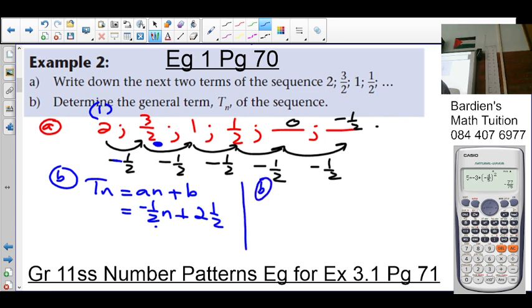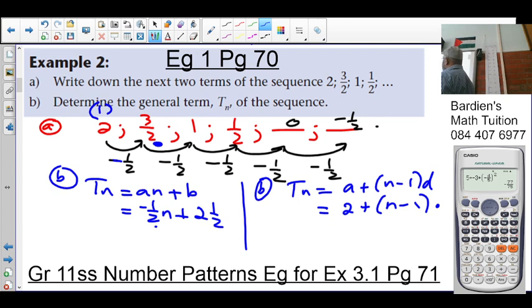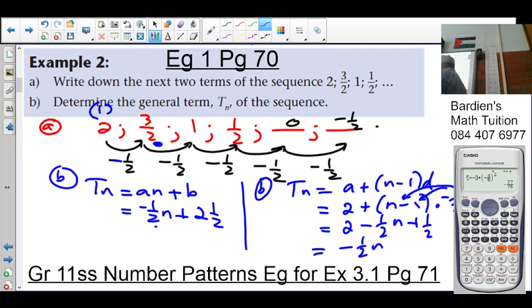So what's the formula? Tn is equal to A plus n minus 1 times d. What's your A value? 2 plus n minus 1 times negative half. So you just multiply in. So it becomes 2 minus half n plus half, which is simply negative half n plus 2 and a half. Is there any confusion? You all understand?